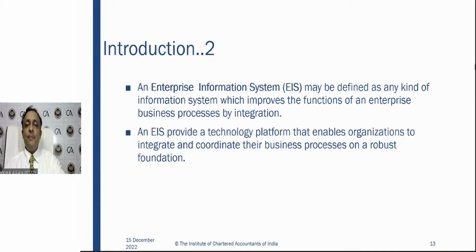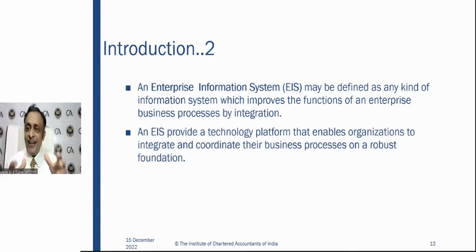An EIS may be defined as any kind of information system which improves the function of an enterprise business process by integration. Suppose I ask you, just for the sake of understanding, I say business process and I say integration. Which of the two was born first? You have to say this is born first, like that.